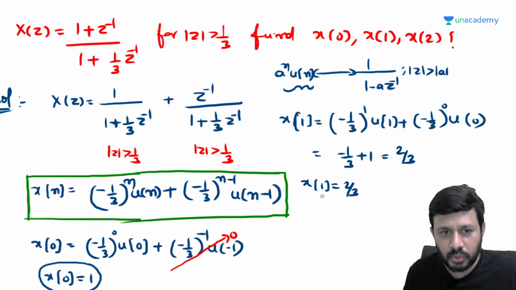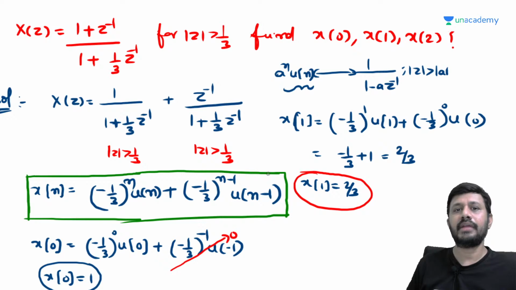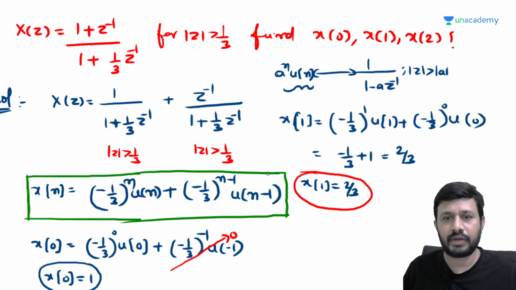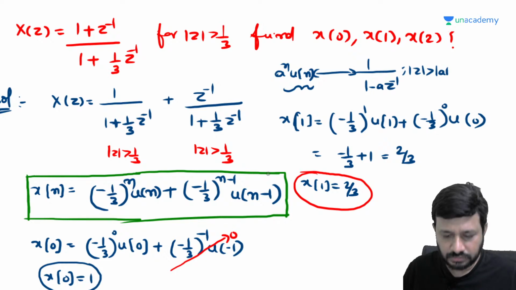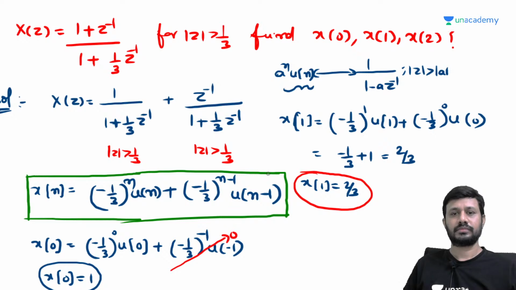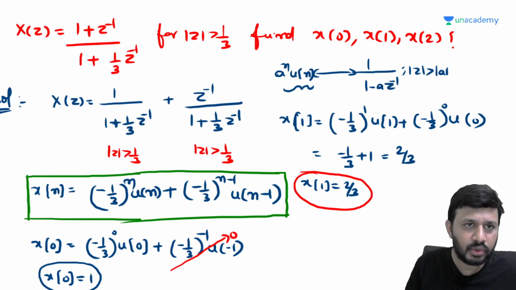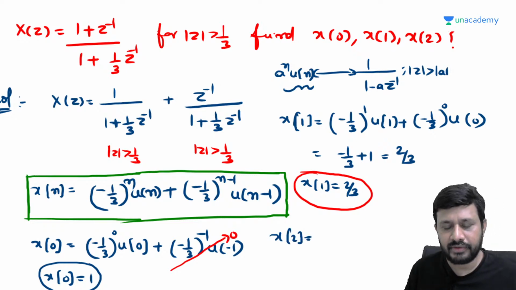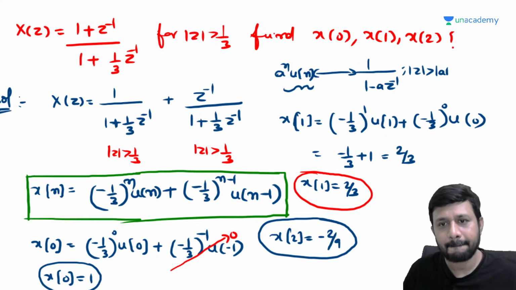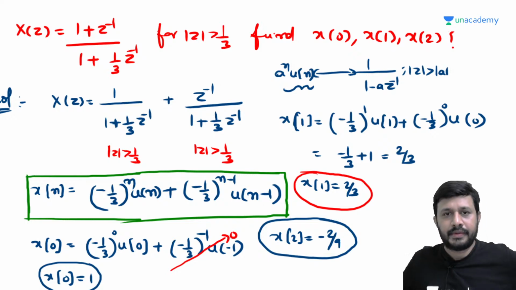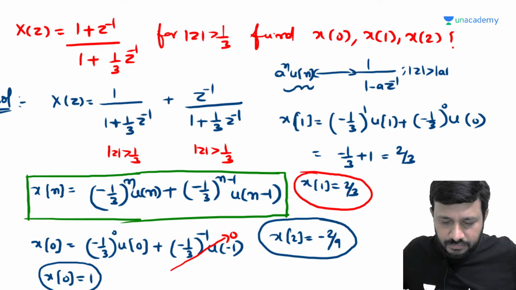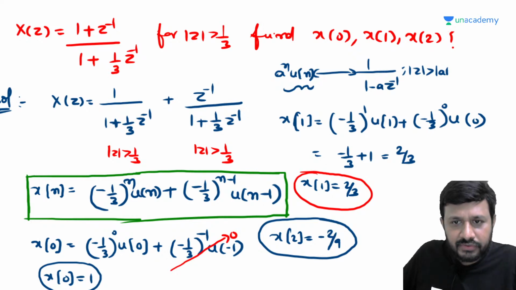Come on, tell me the value of x of 2. Pranay, please verify, is it 2 by 9? X of 2, I think it is minus 2 by 9. Is it minus 2 by 9 or 2 by 9? I got minus 2 by 9. Please verify. Yes, minus 2 by 9. Good, Vamsi. So x of 0 is 1, x of 1 is 2 by 3, x of 2 is minus 2 by 9.